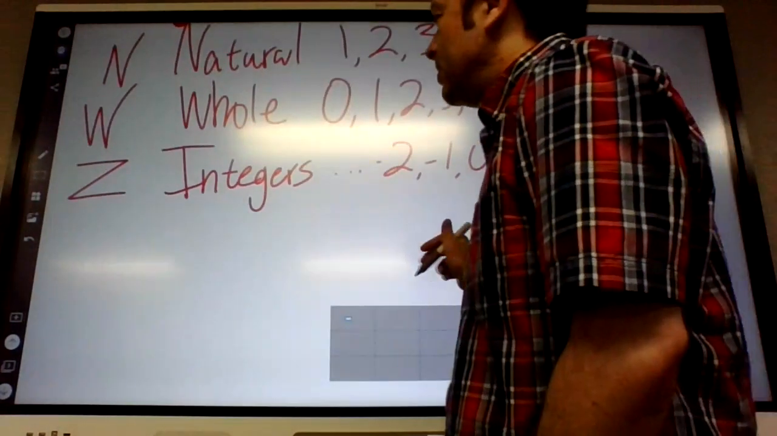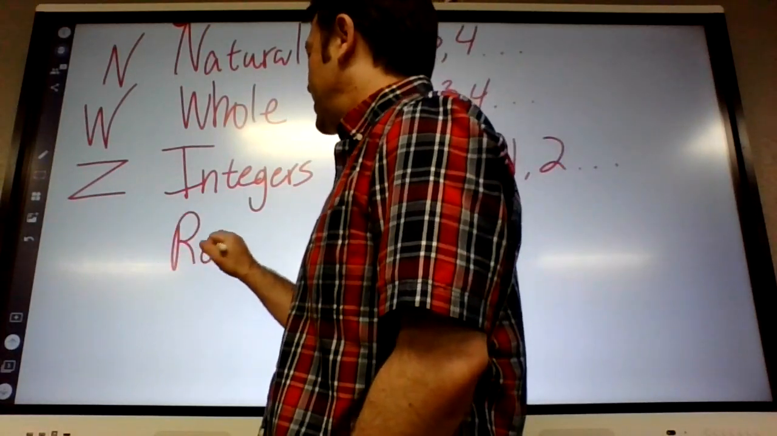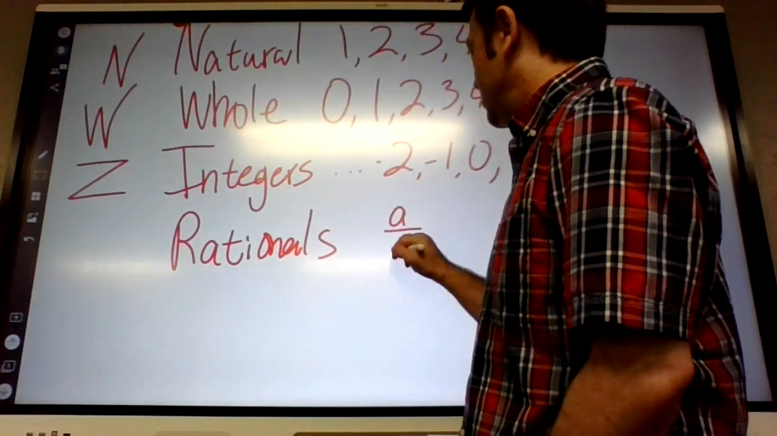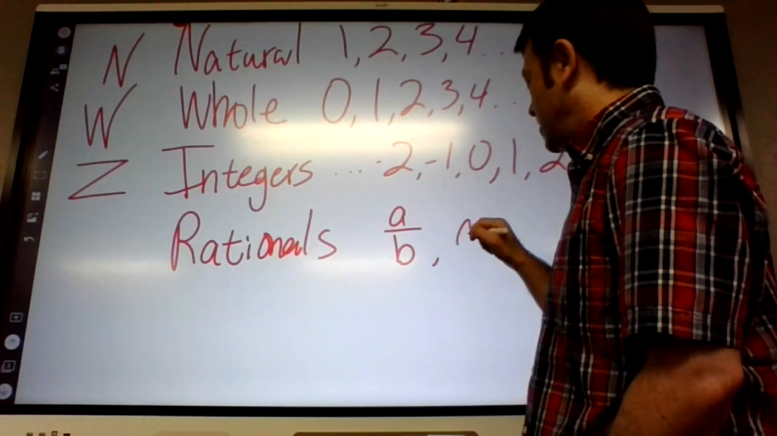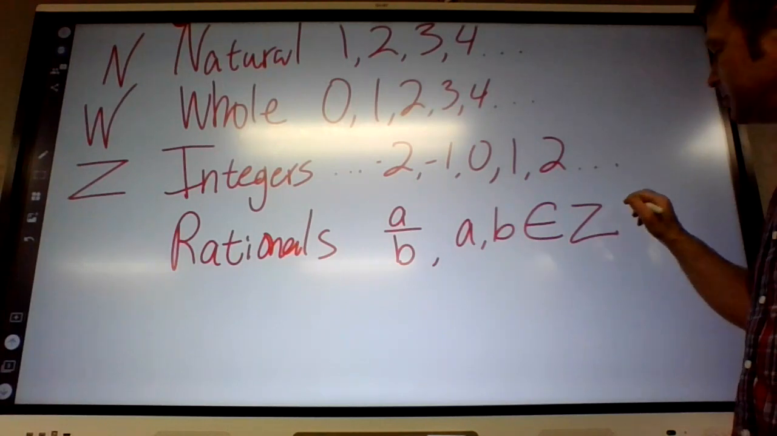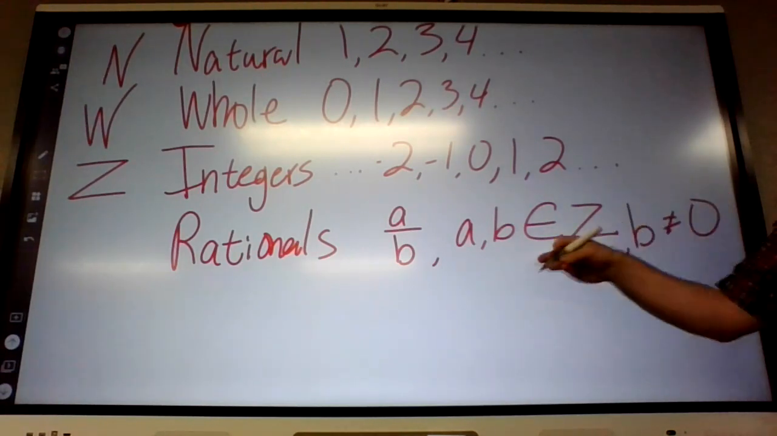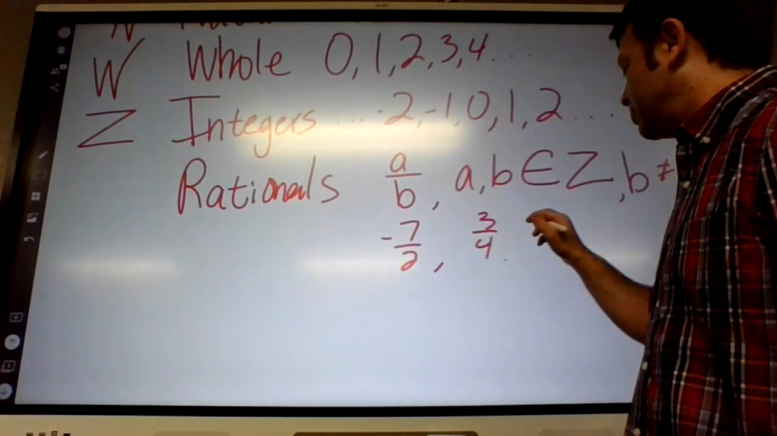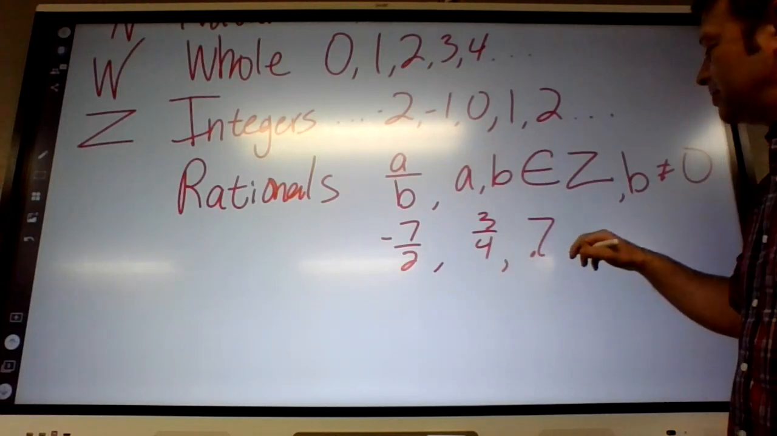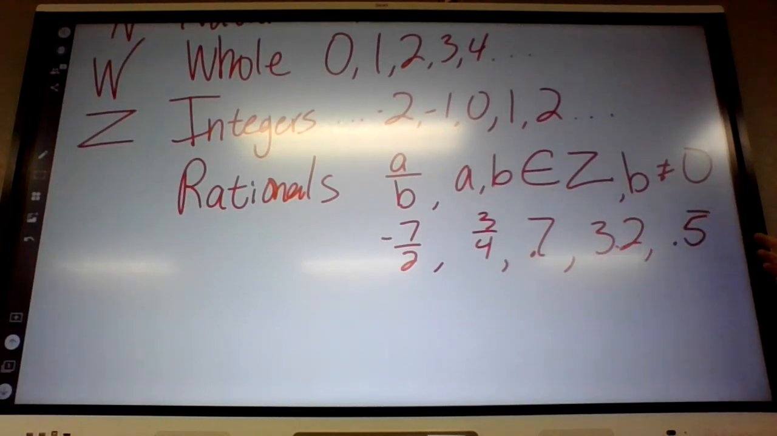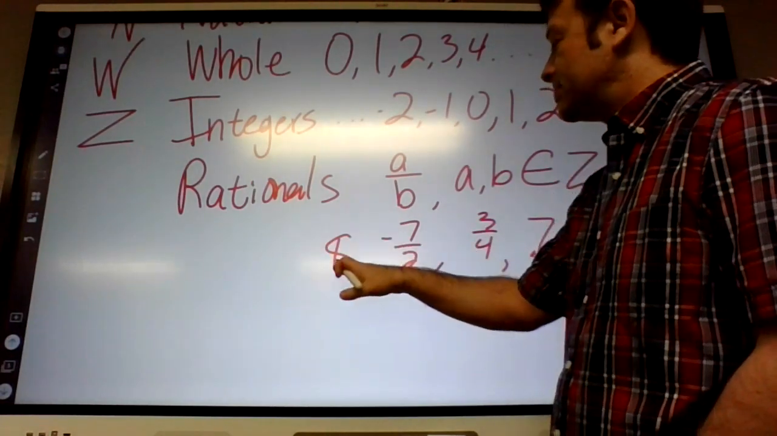And then after that, rationals. Rationals can be written as A over B, where A and B are integers. But B cannot equal 0 because you can't divide by 0. So that could be like -7/2 or 3/4 or 0.7 or 3.2 or 0.5 repeating. Any repeating decimal. So it can look like a lot of things, or just a whole number, because you can put that over 1.